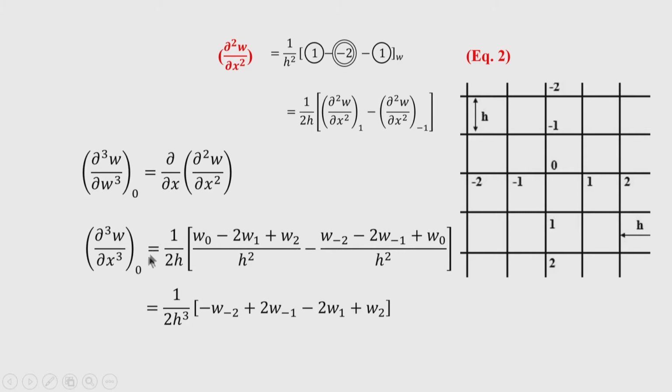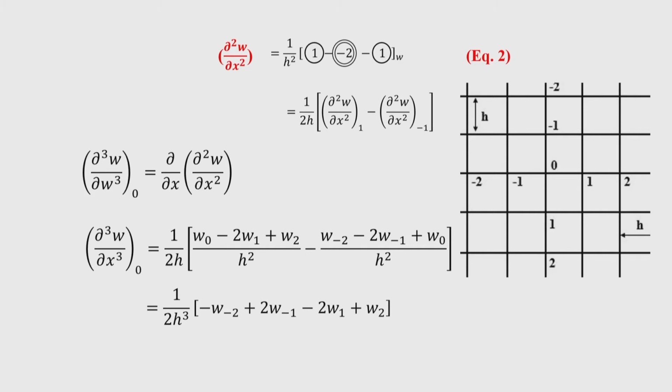So, after simplification you get the difference form of the third derivative as 1 by 2 h cube bracket minus w minus 2 plus 2 w minus 1 minus 2 w 1 plus w 2. Now, here you can see in the third derivative equation, this quantity w naught gets cancelled. So, there is no w naught appearing here, that means the coefficient of w naught will be 0.